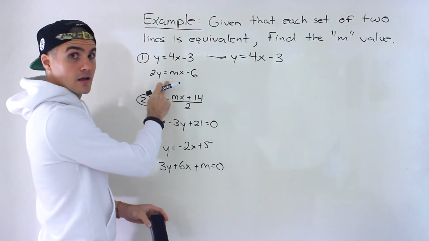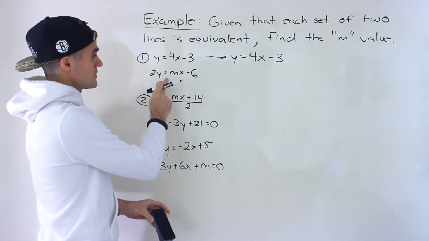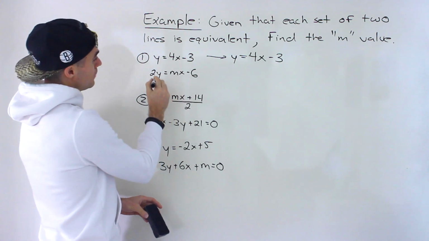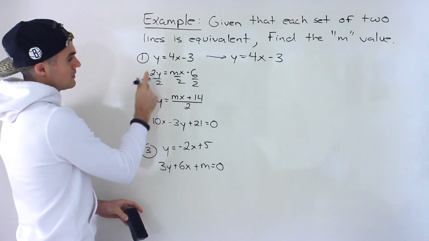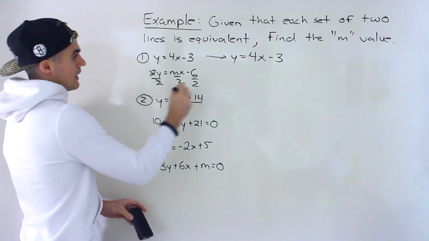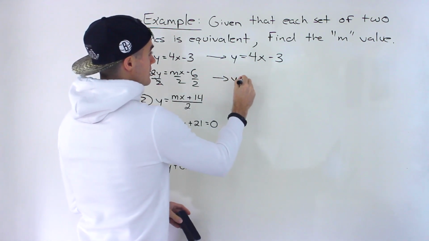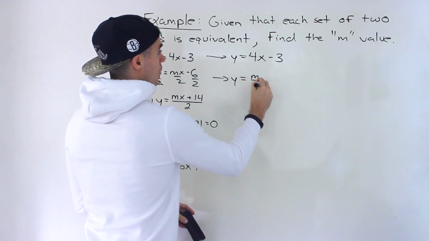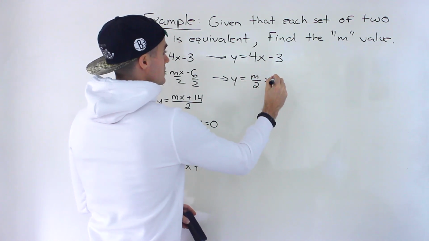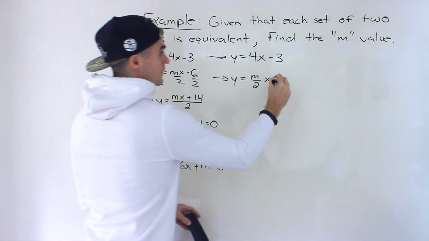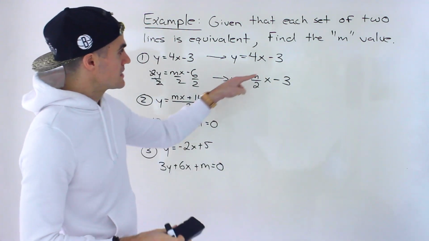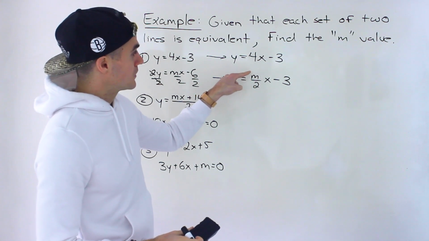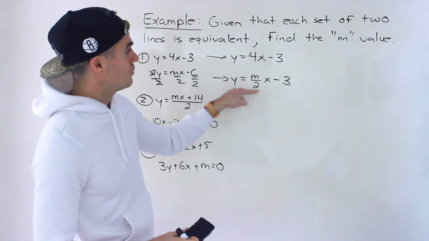However, this one here is not in mx plus b form, so we've got to isolate for that y. The way we would do that is divide everything by 2 because we have this 2y here, so these would cancel out. And then we'd end up with y equaling m over 2 x minus 6 over 2, which is 3. This makes sense because notice that the m value we're going to solve for is going to be part of the slope.